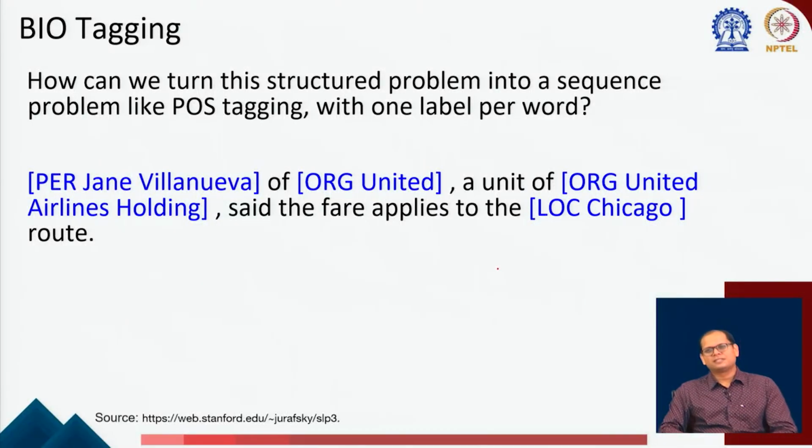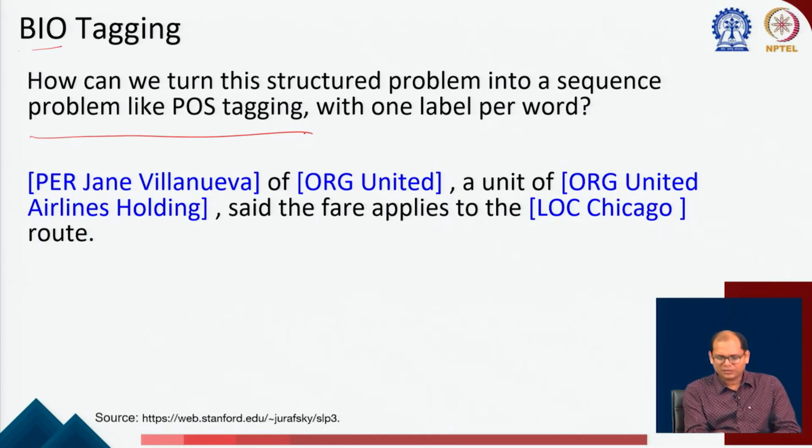Okay, so what is the trick to avoid this problem? We use something called BIO tagging. This is a way in which we can turn this structure prediction problem into a sequence labeling problem like POS tagging, with one label per word. Okay, so let's take this example. Jane Villanueva of United, a unit of United Airlines Holding, said the fare applies to the Chicago route, and you have these 2 words as a person and these 3 words as an organization.